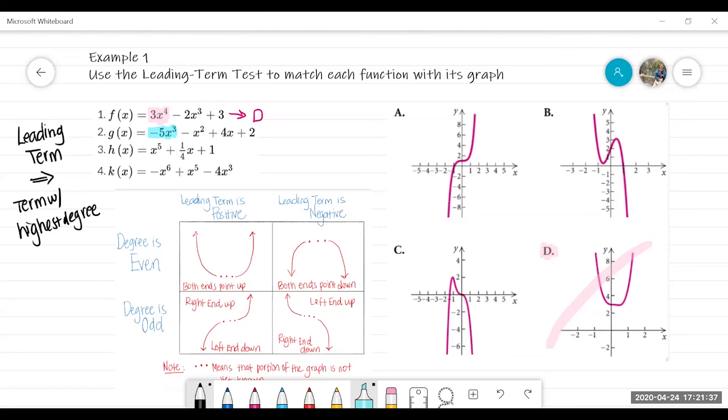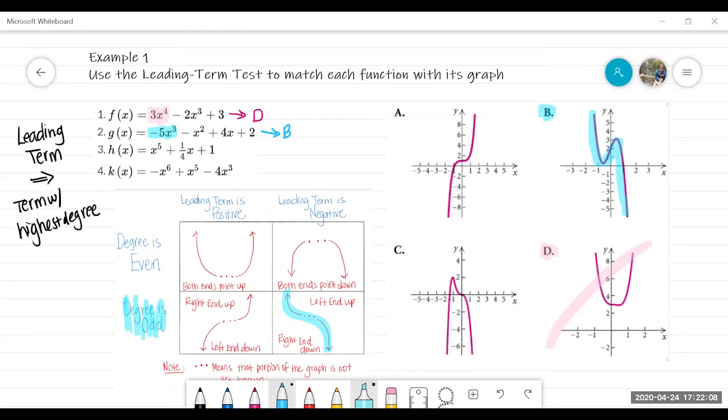So as we look at this, let's look at our term with the highest degree again. It's odd, so that puts us in this bottom category down here, and then it's negative, so that puts us in this category where the right side is down and the left side is up. Well, which one does that match? That's B, right? Where we're up on the left, down on the right. So number 2 matches up with B, okay?